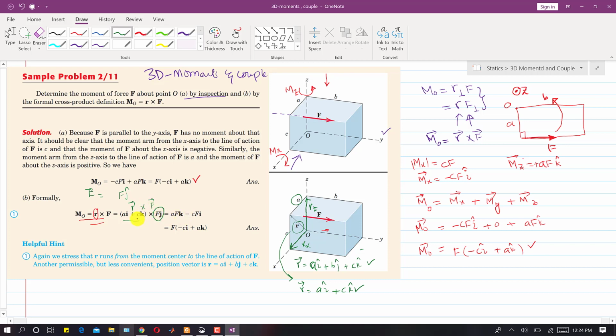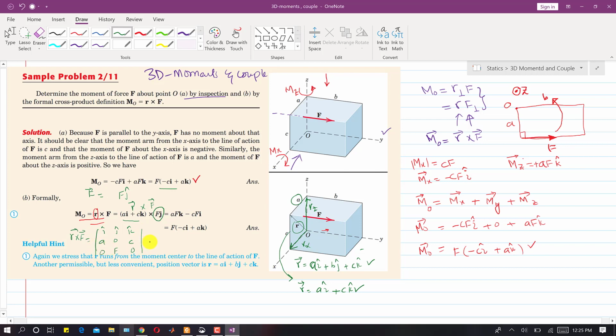Now if we take the cross product of this R and this force, we will get that same moment. So how will we take that cross product? This R cross F will be equal to the determinant with i, j and k, then R, which is A, 0 and C, and the J component is 0, and then F as 0, F and 0. So this is the cross product of R and F.